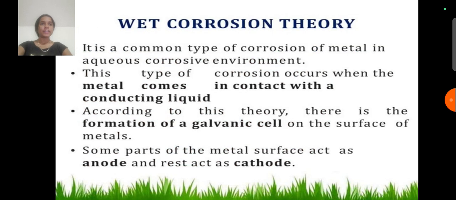And next, the wet corrosion theory. It is a common type of corrosion of metal in an aqueous corrosive environment. This type of corrosion occurs when metal comes in contact with a conducting liquid. According to this theory, there is the formation of a galvanic cell on the surface of the metal, and some part of the metal surface acts as anode and the rest acts as cathode. And this is about the wet corrosion theory.